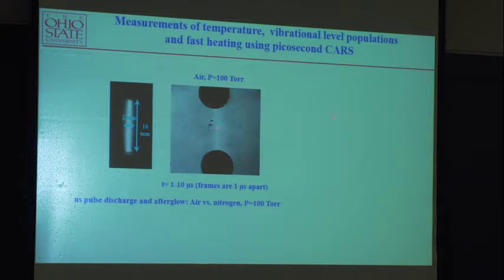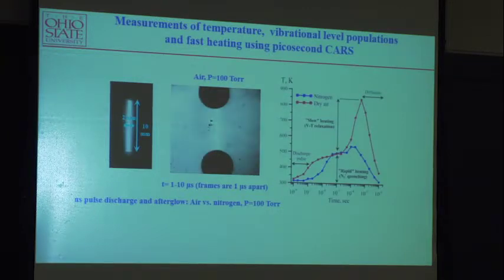Again, at Lampert and Eagle, they measure this using a picosecond source to measure the vibrational temperature. Here is the experimental measurement. You can see the air is at 100 Torr, and with a picosecond source, you can measure the temperature of nitrogen in dry air.